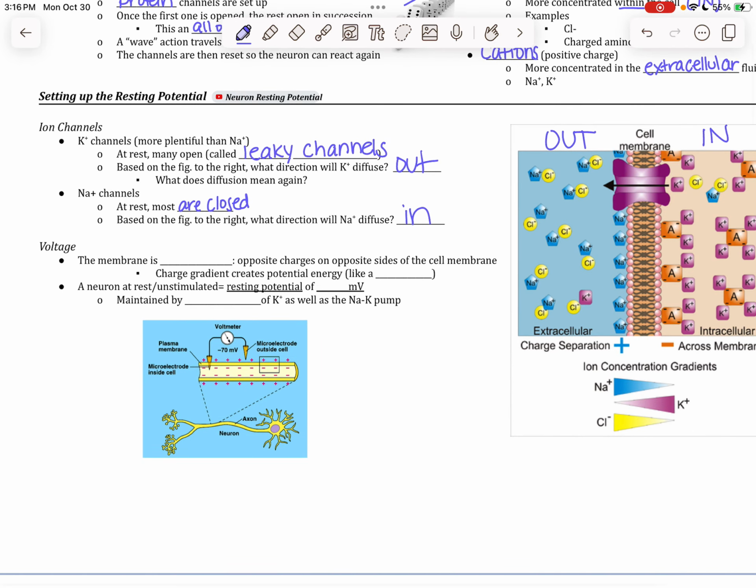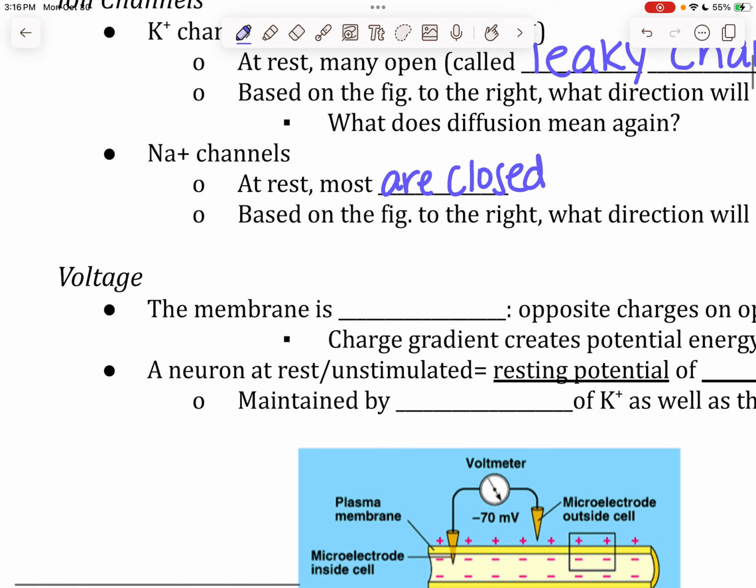We're basically setting up for the resting potential, which, if you found out in the simulator, is when the neuron is not being excited. It's not being stimulated. It's just at rest. One thing about the membrane here is that it's polar.